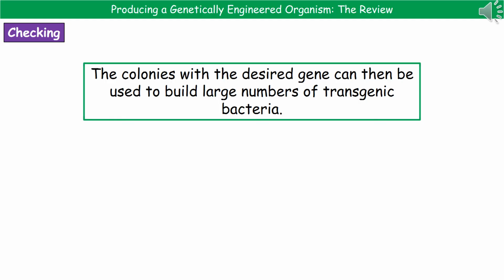Hopefully at the end of this video you can now describe how to genetically engineer an organism. You can explain how bacteria are genetically engineered to produce hormones such as insulin, and you can explain how marker genes are used to identify the bacteria that contain the foreign genes.